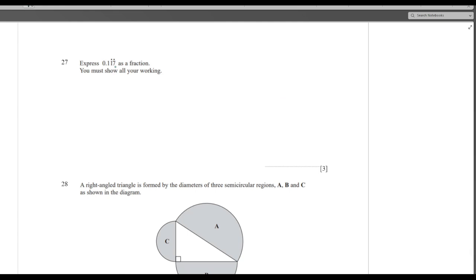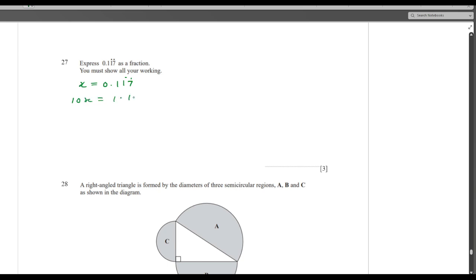Now express 0.117 with the 17 repeating, as the dot indicates. If I consider x as 0.117 repeating, there are different ways, but I prefer to keep my repeating part on the right side of the decimal. So for that, I first multiply by 10, so it becomes 1.17 repeating. Now as there is a dot on two numbers, I will multiply this again with 100, so it becomes 1000.